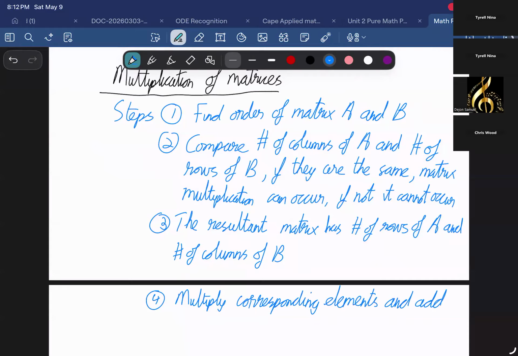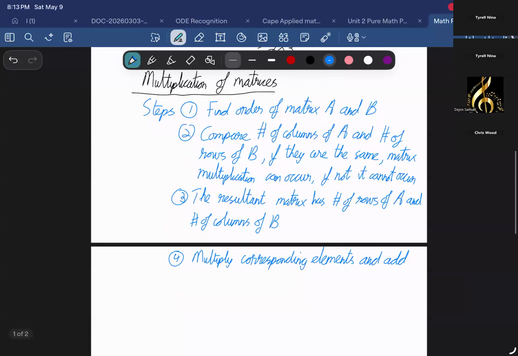So you first of all find the order of A and B. You compare the middle numbers. If they're the same, then you multiply. If the middle numbers aren't the same, then you can't multiply. A resultant matrix has the number of rows of A by number of columns of B, and multiply corresponding elements and add. Now this looks like a lot of wording, and you're saying, well, what do I mean, right?